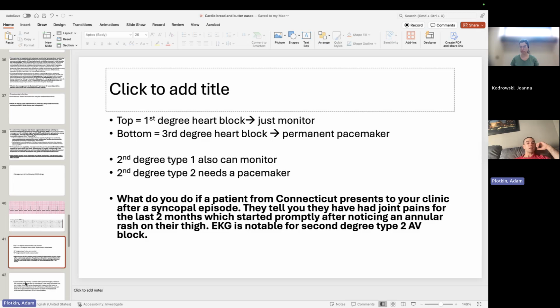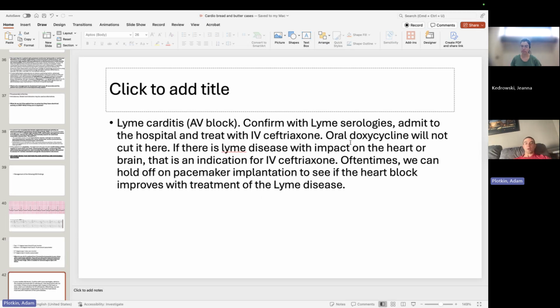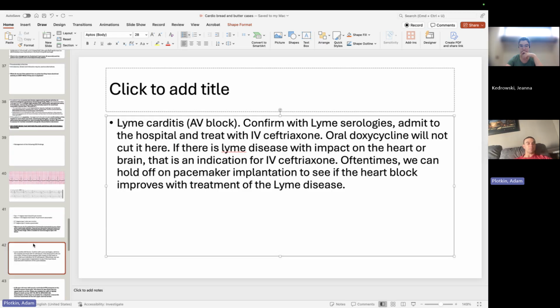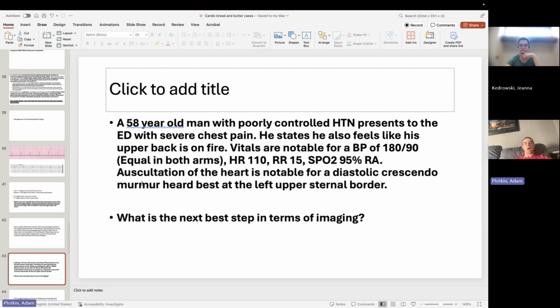But you're absolutely right. Lyme carditis, we can't do oral doxy. We need to do IV ceftriaxone. We don't necessarily need to put a pacemaker on this patient right away. I'm going to treat them with the IV ceftriaxone. We'll see if their heart rhythm gets better, and then we can decide from there, do we need a pacemaker? All right? Okay, just a few more.